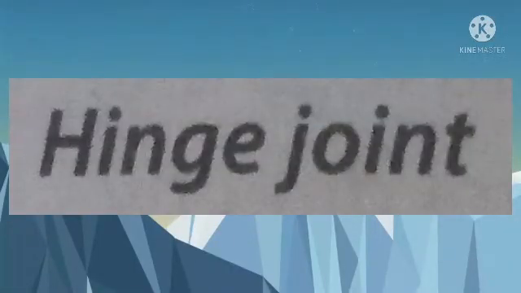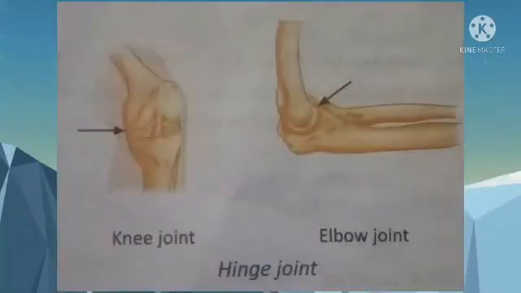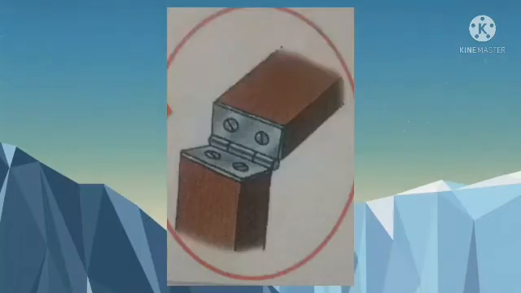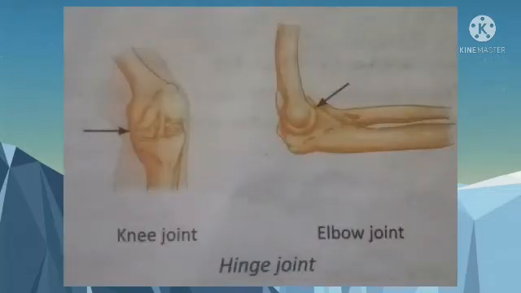Next, hinge joint. This type of joint only allows back and forth movement. It allows the movement of bones in one direction only, just like the hinges in a door. Children, have you seen hinges? Yes. Bones in the knee, elbow, fingers and toes have this type of joint.